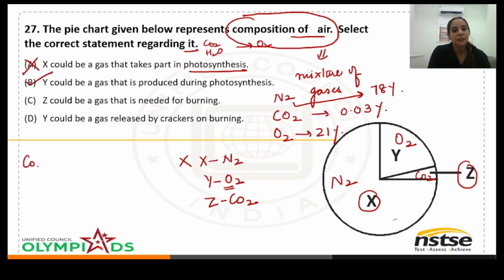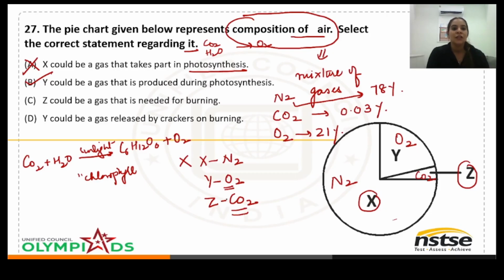The reason being, when CO2 combines with water in the presence of sunlight, and this is possible just because of the pigment chlorophyll, it forms food in the form of C6H12O6 and oxygen gas is liberated. So this one is true. Okay, option C says Z could be a gas needed for burning. Z is CO2. No, CO2 is not a supporter of combustion. It extinguishes the fire. It is a non-supporter. So again, this statement is false.